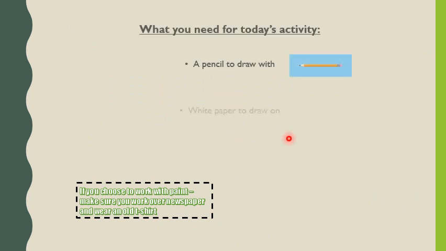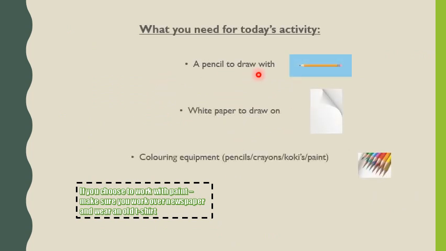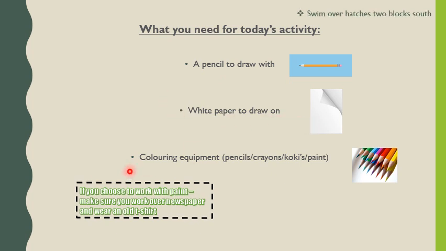Right, now we're going to talk about today's activity. You're going to need a pencil to draw with, some white paper to draw on, coloring equipment, right? So you can use pencils, crayons, koki pens, paints, whatever you've got at home. And we're going to use those to do today's activity. If you choose to work with paint, this is just a quick disclaimer. Make sure you work over newspaper and you wear an old t-shirt. Please don't make a mess where you're not supposed to.